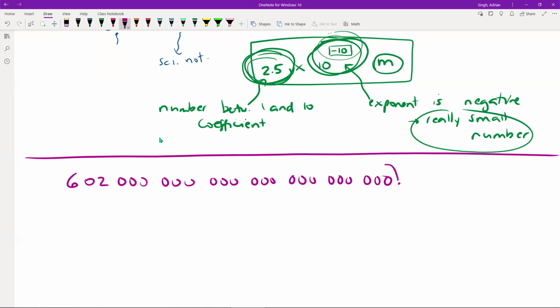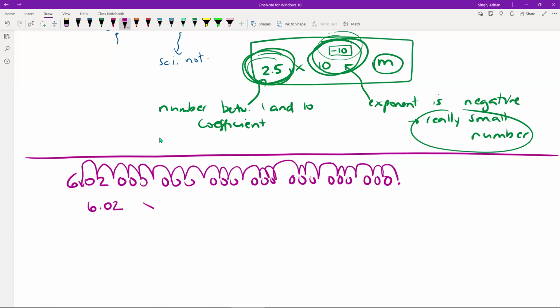So let's see. 1, 2, 3, 4, 5, 6, 7, 8, 9, 10, 11, 12, 13, 14, 15, 16, 17, 18, 19, 20, 21, 22, and then 23. So I'll end up with 6.02. That's my coefficient, a number between 1 and 10. And then times 10 raised to a certain power. And that's how many places I moved the decimal point. I moved it 23 places.